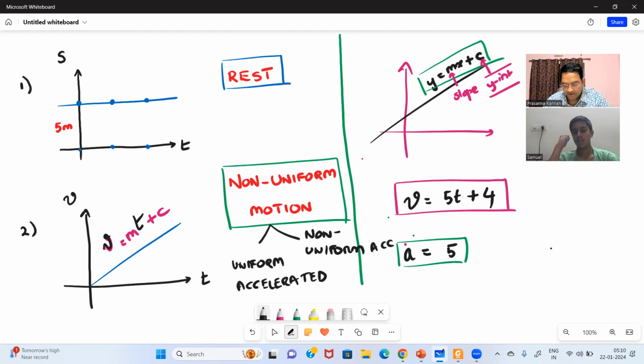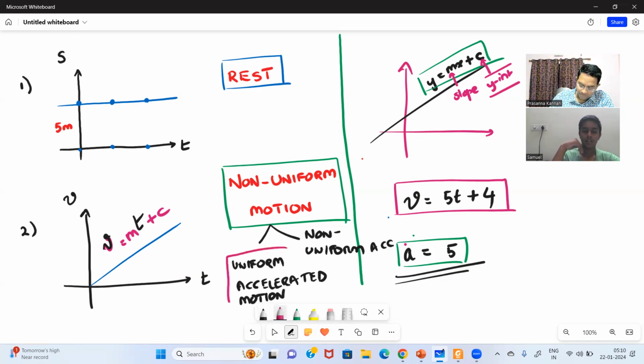Correct. So what are you getting here in this question? Constant. Constant which is not 0, right? So what motion should it be? Uniform accelerated. Don't say uniform. Uniform accelerated motion. Correct? Yeah, that's correct. So it is uniform accelerated motion.